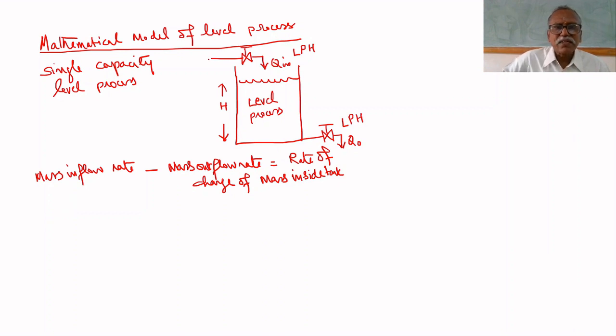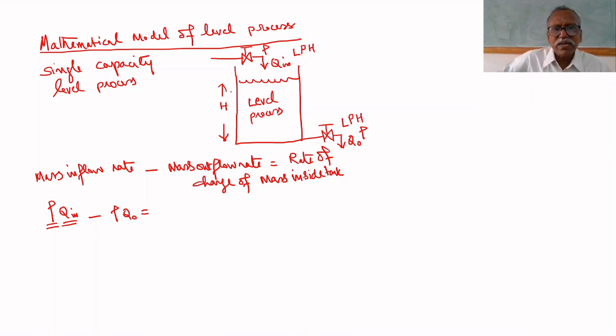Let the density of the liquid entering the tank be rho. Here the density of the outflow is also rho, let us assume constant. There is no change in density of the liquid. While entering, its density is rho, while leaving, its density is rho. Therefore mass inflow rate is rho Q in, volume multiplied by density equals mass, minus rho Q naught equals rate of change of mass inside the tank.